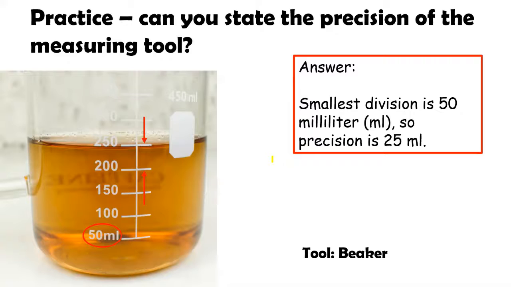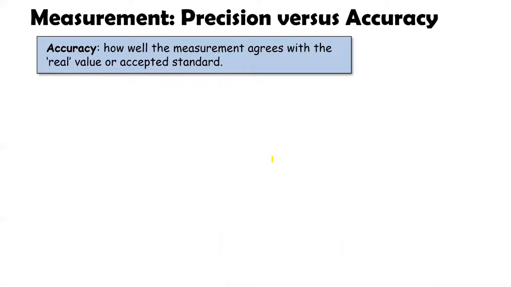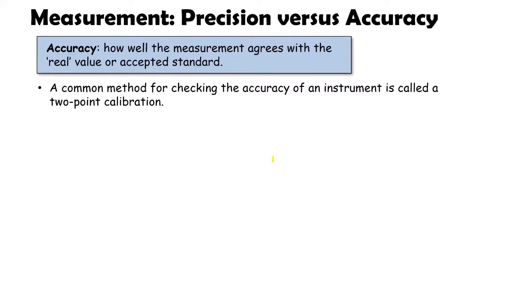All right, let's talk about accuracy now. This has to do with how well the measurement agrees with the real value or accepted standard. So what do we mean by that? Well, let's think about how we normally make a measurement, maybe you're measuring mass on a scale. Often, to make sure we're making an accurate measurement, we use what we call a 2-point calibration.